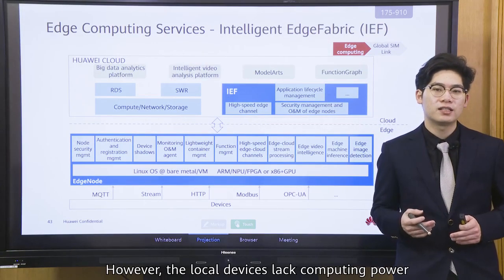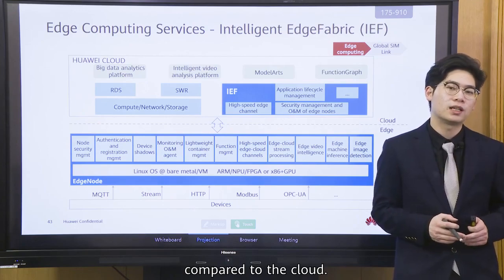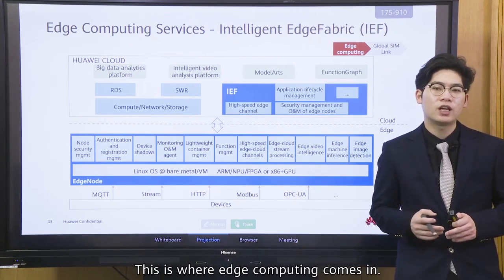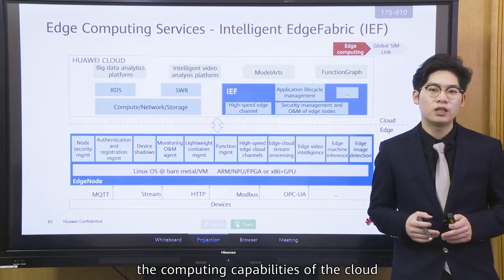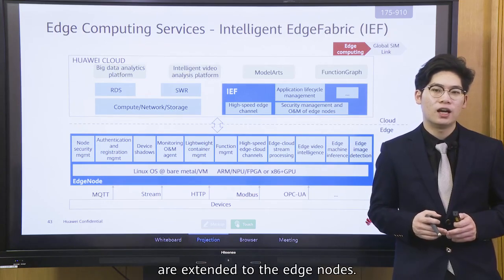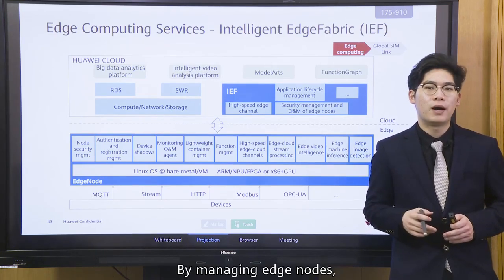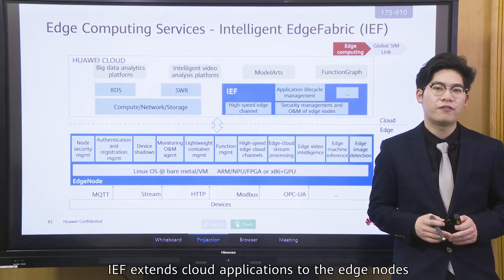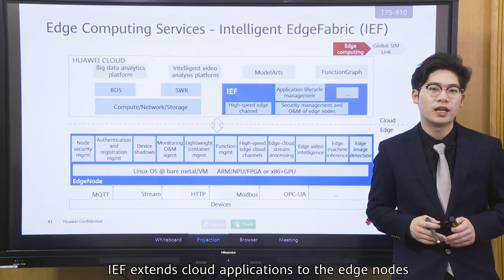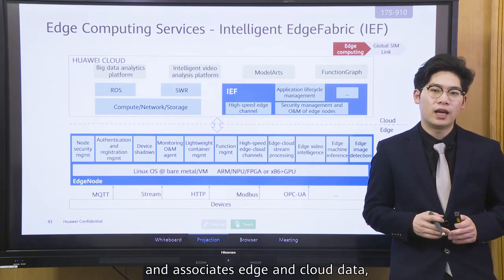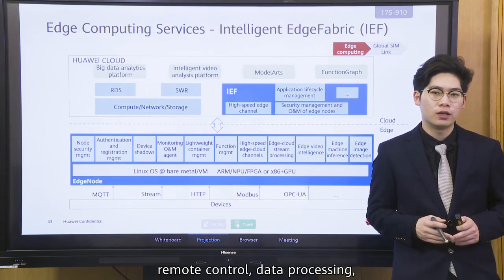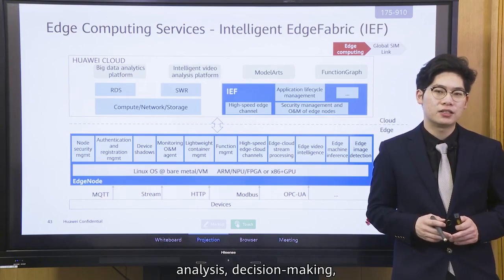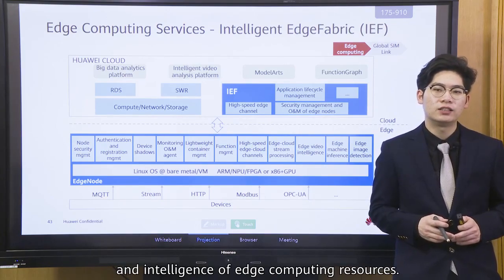However, the local devices lack computing power compared to the cloud. This is where edge computing comes in. By deploying edge nodes near the devices, the computing capabilities of the cloud are extended to the edge nodes. By managing edge nodes, IEF extends cloud applications to the edge nodes and associates edge and cloud data, meeting customer requirements for remote control, data processing, analysis, decision-making, and intelligence of edge computing resources.